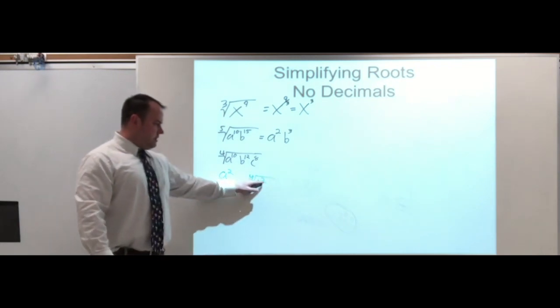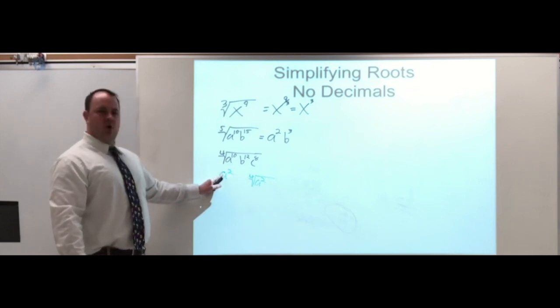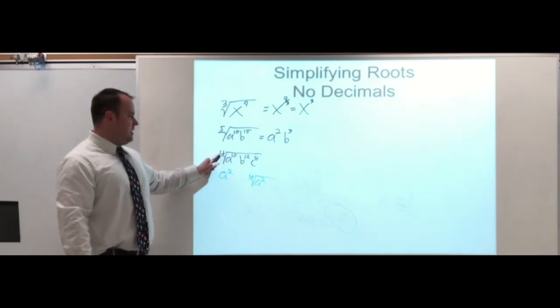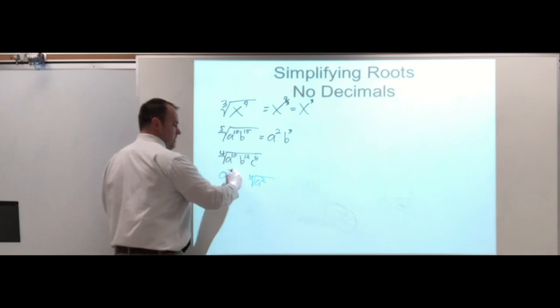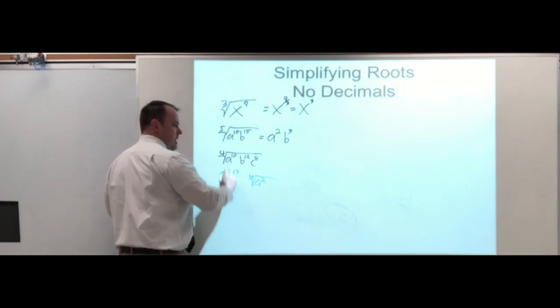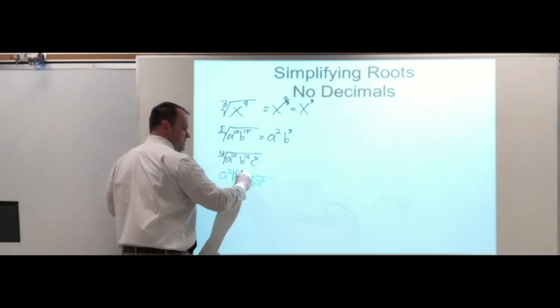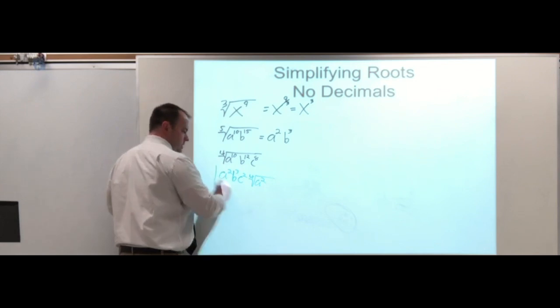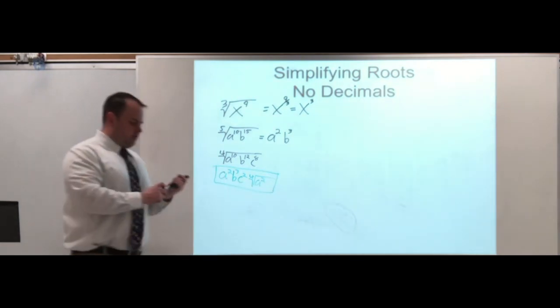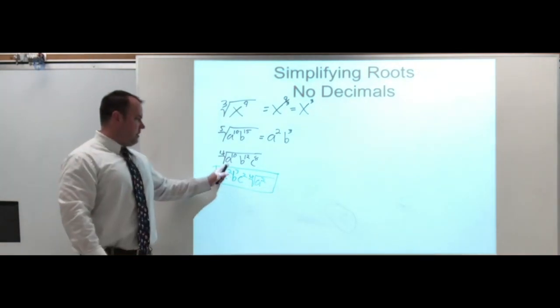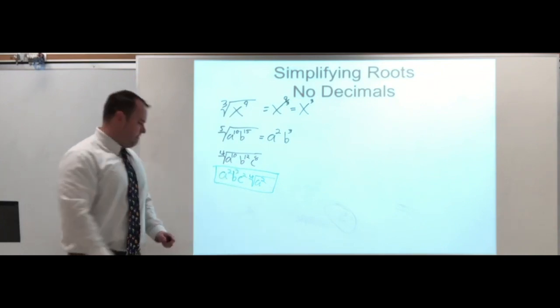Okay? The remainders are going to stay inside. All the ones that go into it nicely go on the outside. 4 into 12 is going to be b cubed, and 4 into 8 is going to be c squared. And there's your answer. Look at each piece separately. You have your a, you have your b, you have your c.